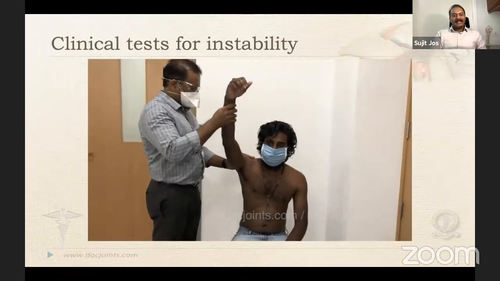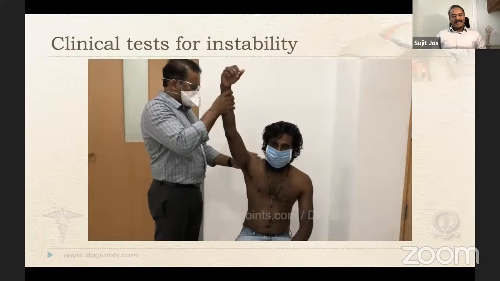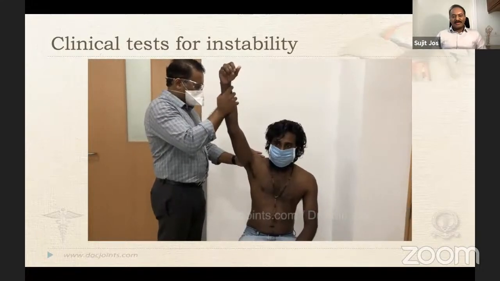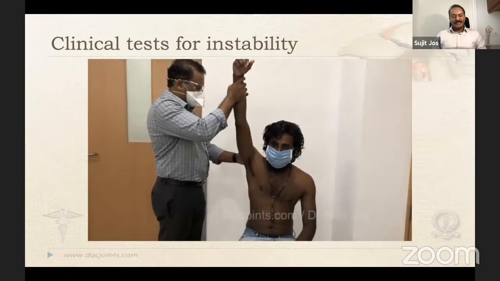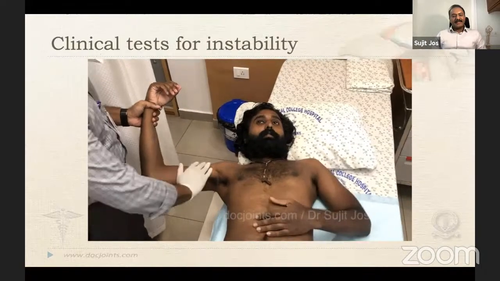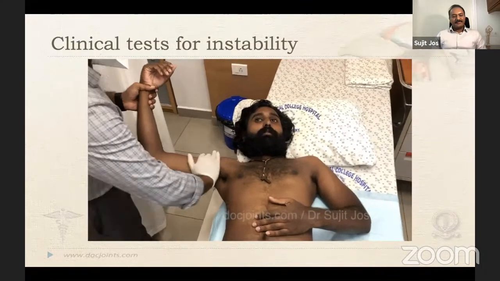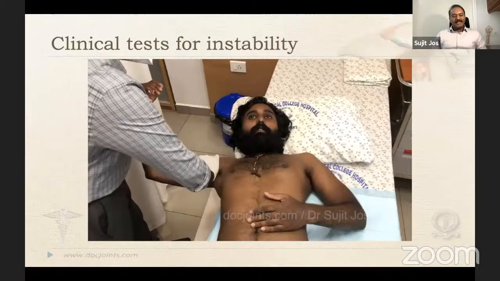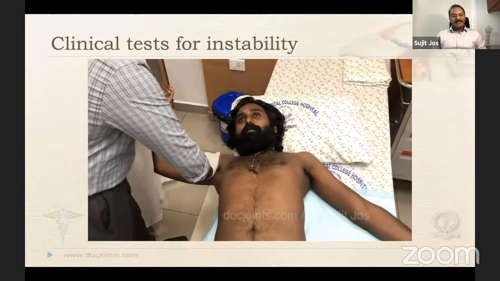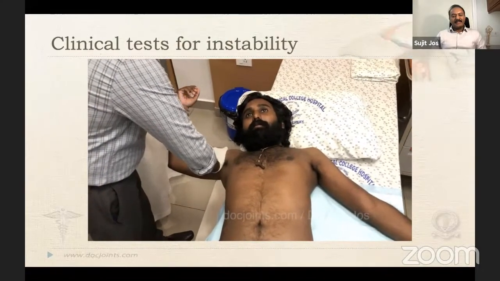Those are the clinical tests for instability. His Beighton score was less. There was no laxity. The opposite shoulder was okay. And that's the Jobe's relocation test, with the patient by the side of the table, and he was apprehensive at 95.